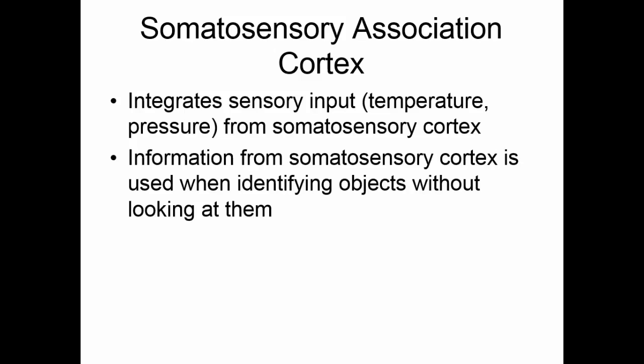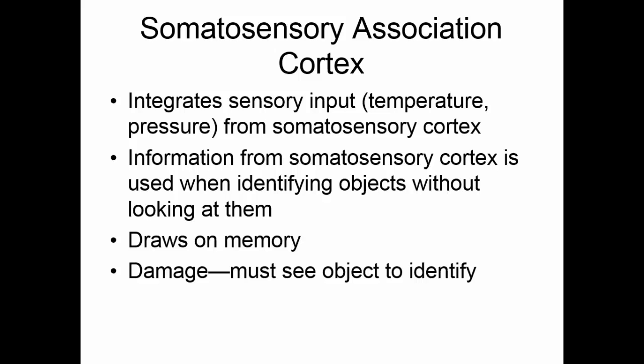The information from the somatosensory cortex is used when we're trying to identify objects without looking at them. This does draw on memory. We remember feeling that particular shape or that particular texture, and that helps us identify the object we're holding. If we have damage to this area, we lose the ability to tell what something is simply by touching it. We have to see it in order to identify it.